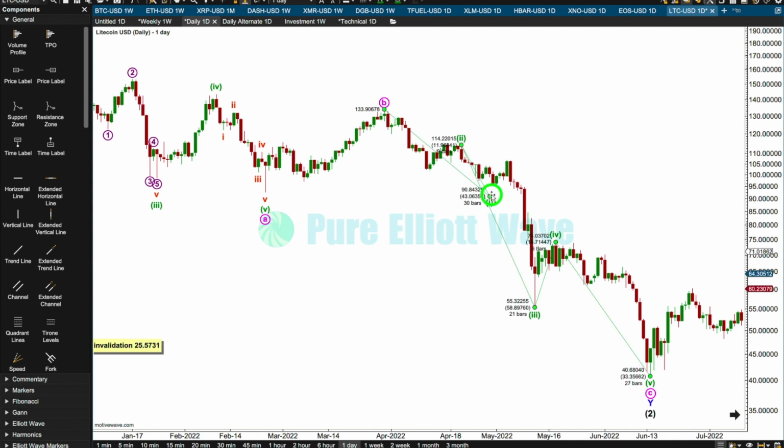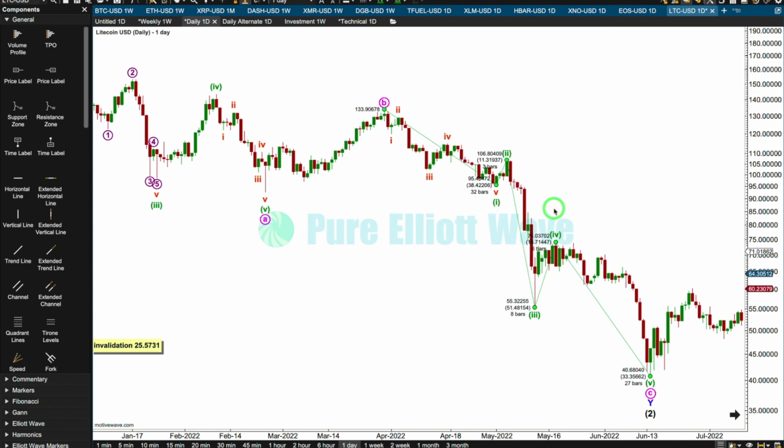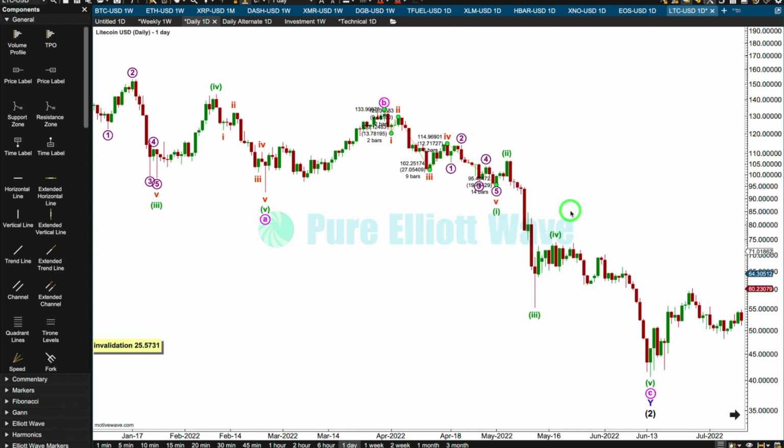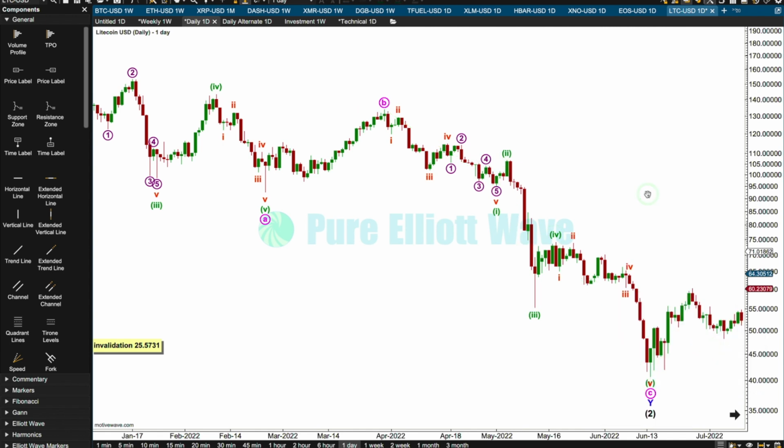No, I think I want to see this here. And I think I can see a 5 in here. And I think I can see a 5 in here. Yeah, that looks pretty good. What about this though? I don't know if this is going to work. That's a horrible looking third wave.